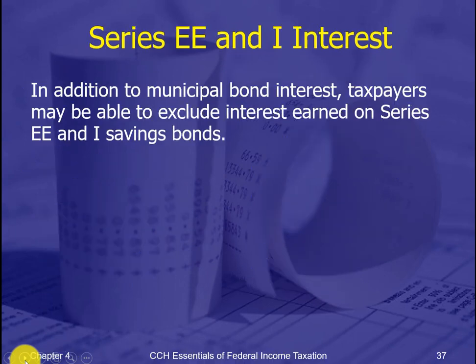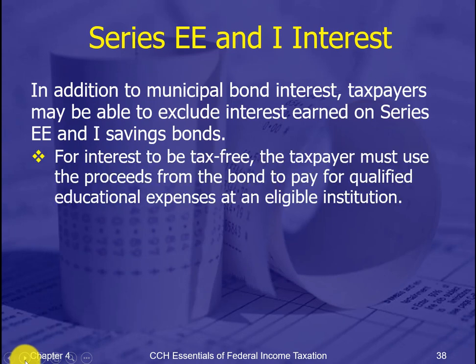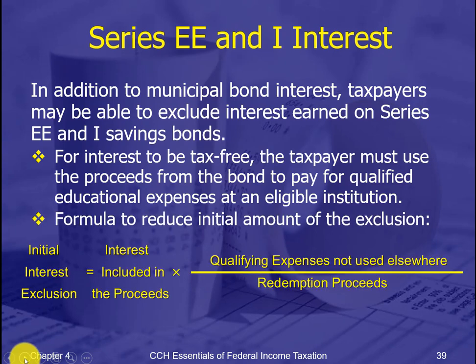Tax-exempt interest, municipal bond interest. We can exclude interest on Series E and I savings bonds, federal savings bonds, if they're used to pay qualified educational expenses. These will become less popular because there are better ways to save for college, Section 529 plans and other things that we will see a little later. But there's still this availability, but you have to include some of it if you don't use all of your proceeds.